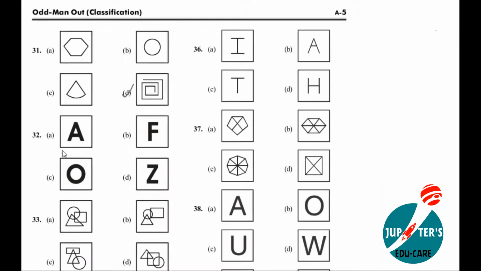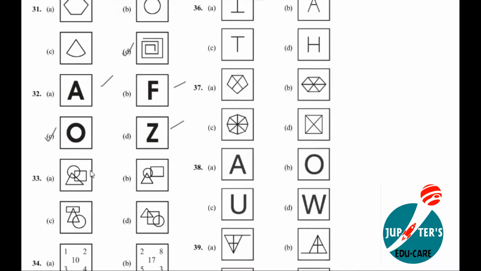Next, coming to question number 32. In option A, option B and option D, these three letters, A, F, Z, are written by using line segments like this. F and Z. But in case of option C, it is curved. So C is our answer here.